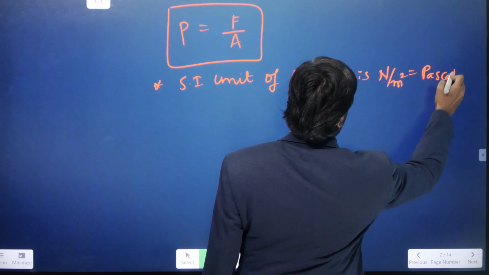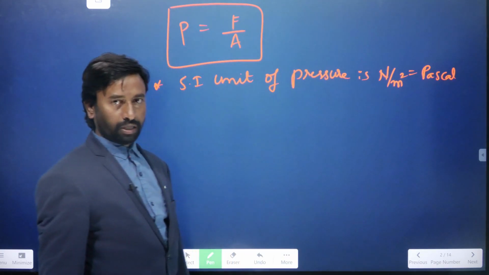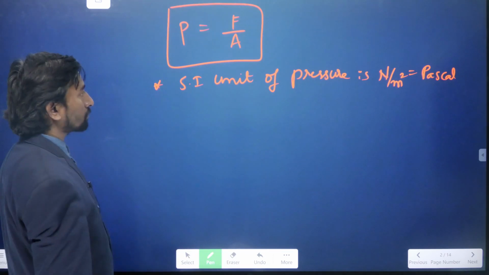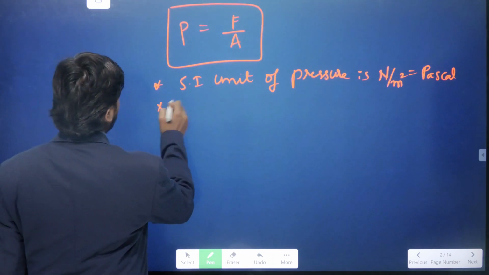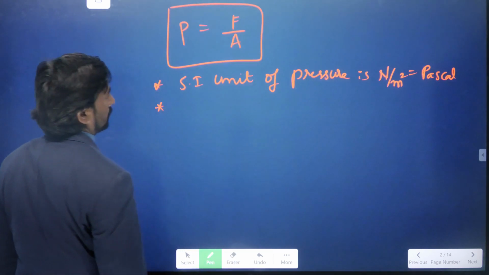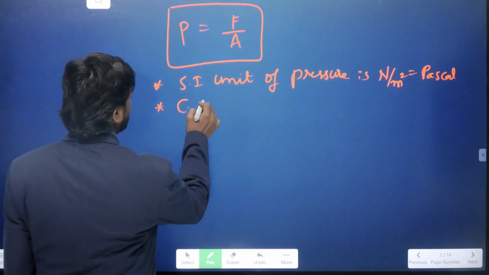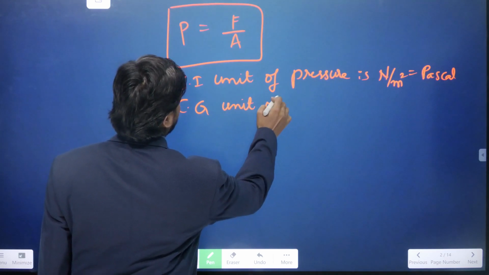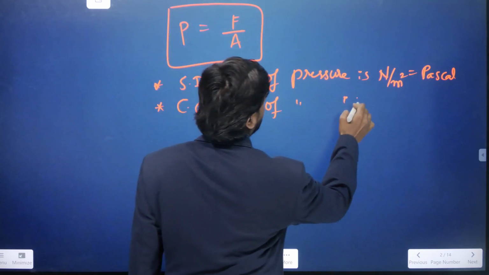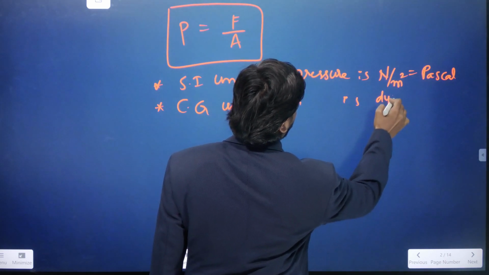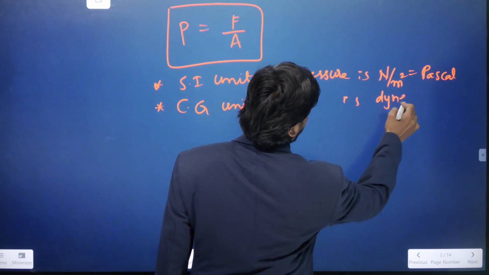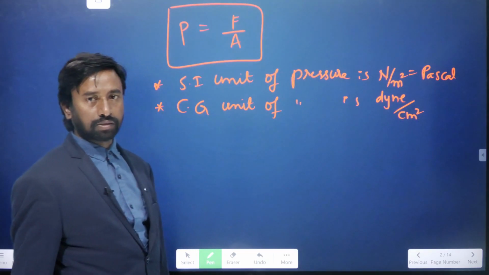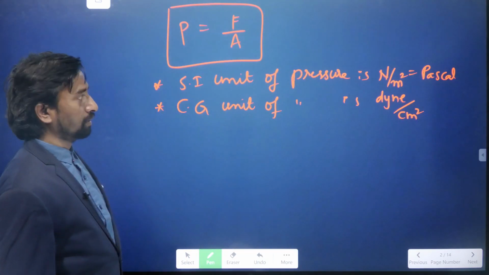Pascal is a scientist. To honor the scientist Pascal, the Newton per meter square is given the name Pascal. Now see the CGS unit of pressure. The CGS unit of pressure is dyne per centimeter square. That is the CGS unit of pressure.